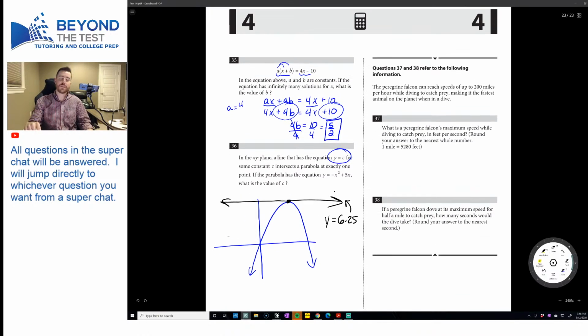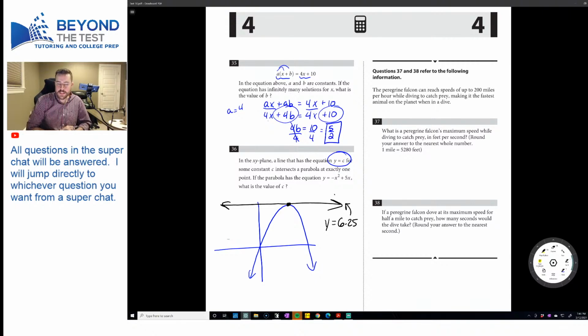All right, but let's take a look at number 37 here. So it says, what is the peregrine falcon's maximum speed while diving to catch prey in feet per second? Well, we better figure out what the falcon's maximum speed is. So if we go back up to the top here, it says our falcon can reach speeds of up to 200 miles per hour. Okay, so if I'm trying to figure this out in feet per second, we're going to use this thing called dimensional analysis where we're going to convert this.